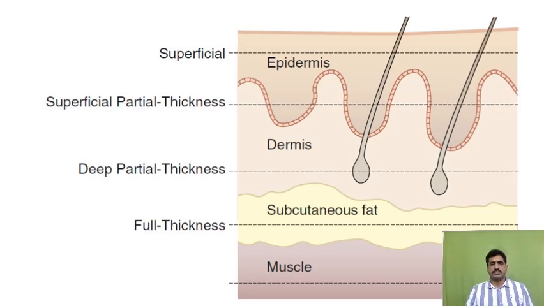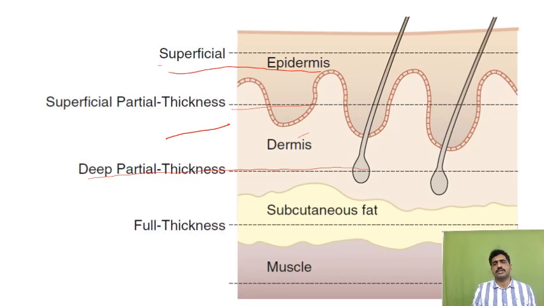As we can see in the image, in the superficial burn only the epidermis is affected. In the superficial partial thickness, the papillary dermis is affected. In the deep partial thickness, the extent is up to the reticular dermis. In full thickness, the entire thickness of the skin is involved.